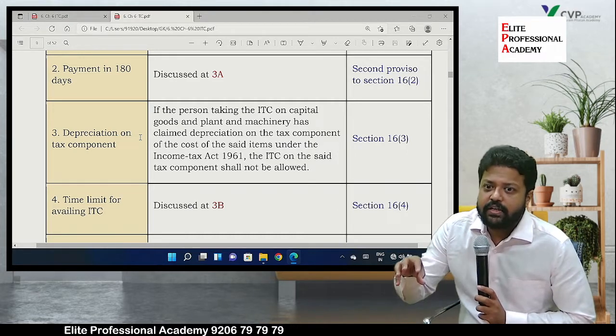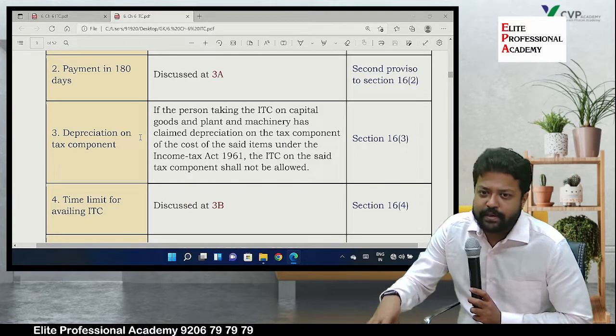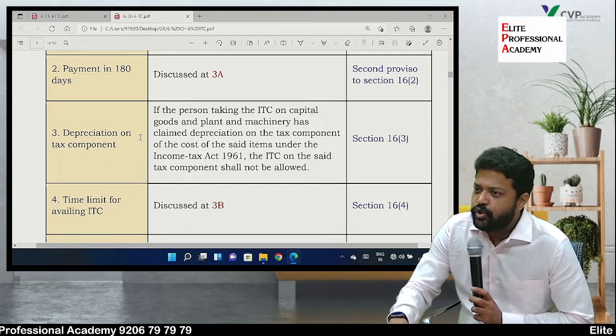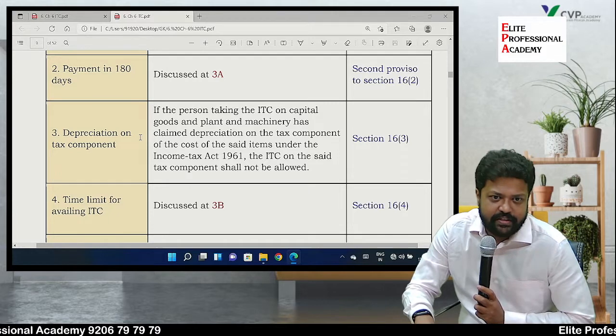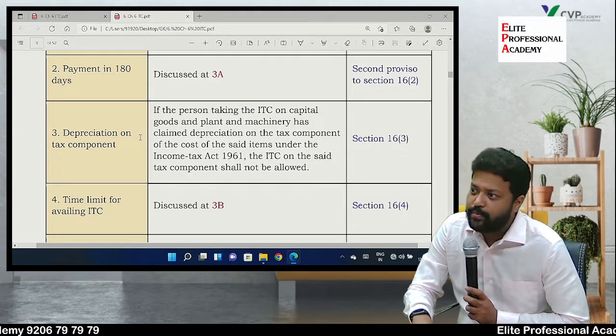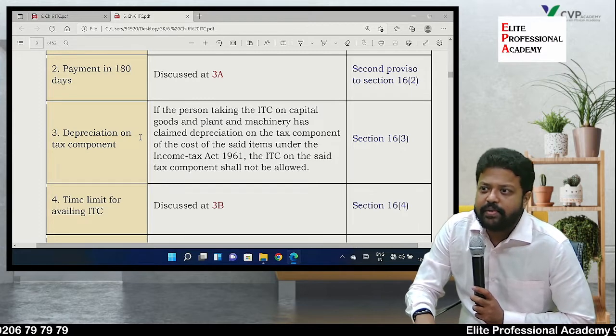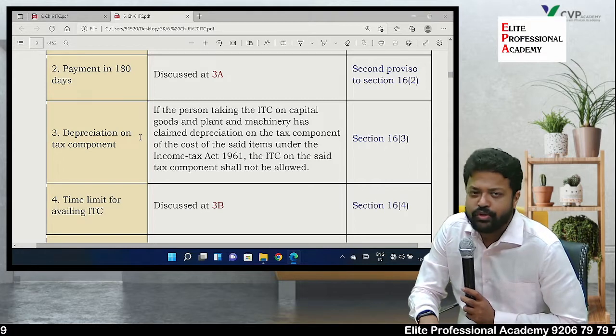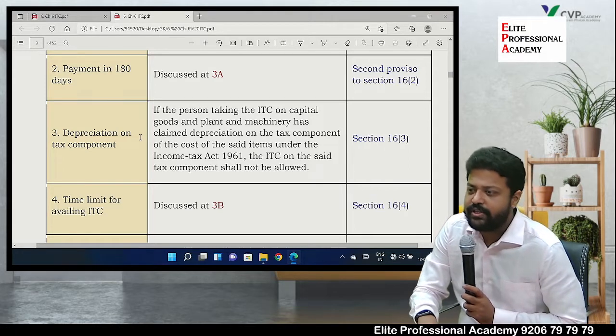The tax which is recovered by the supplier should be deposited by that supplier to the government. So tax payment by the supplier is another condition that needs to be fulfilled. If the tax is recovered by the supplier but not deposited with the government, the buyer becomes ineligible to claim that input tax credit because that money has not reached the government treasury. That is the logic.